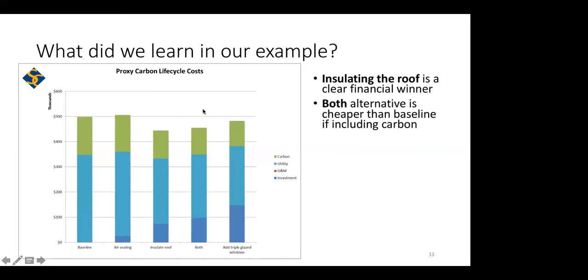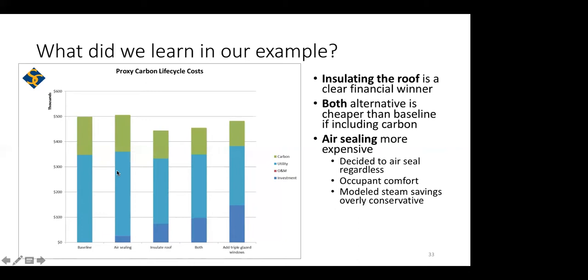We also concluded that our alternative of both air sealing and insulating the roof is cheaper than the baseline. However, if we look at air sealing incrementally, if we just air sealed, that's more expensive than the baseline. And if we do both, that's more expensive than just insulating the roof. So from a financial perspective, our analysis told us that air sealing might not make sense, even if we're including carbon costs. But this was an example where we looked at the data input and said, we're going to air seal anyway. And we did that for a couple of reasons.